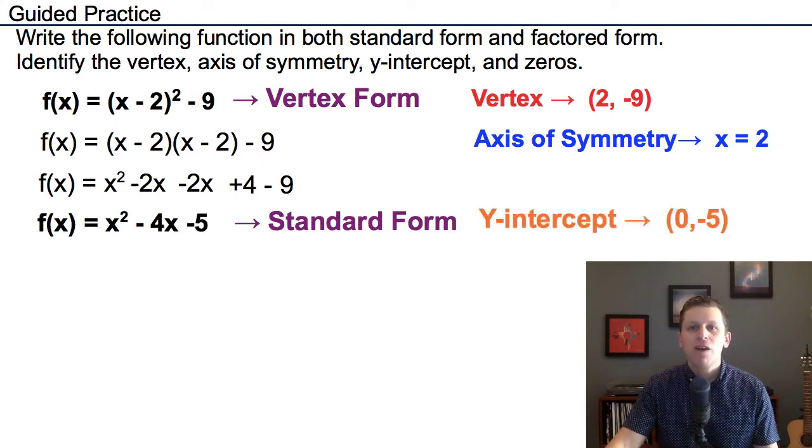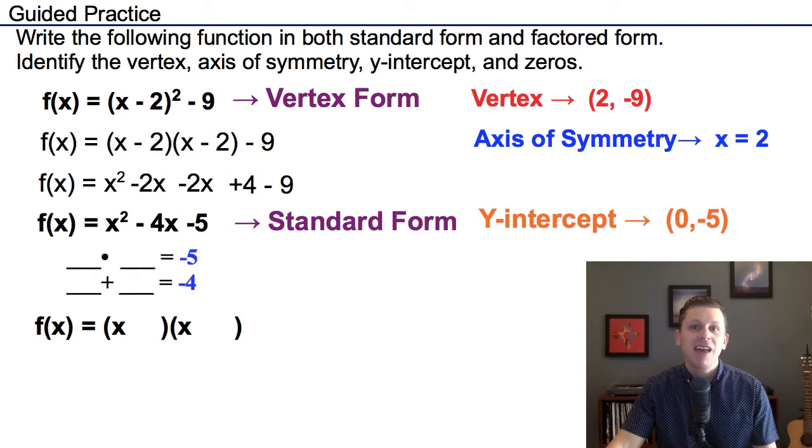The last form we want to write our quadratic function in is factored form, and we know for a trinomial, factored form always looks like this. All we have to do is find the two numbers that go in these blanks, and we'll continue to use trinomial factoring. To recall, for trinomial factoring, we need to find two numbers that multiply to -5 and add to -4. Because they multiply to a negative, one will be negative and one will be positive. The two numbers that do this are -5 and +1.